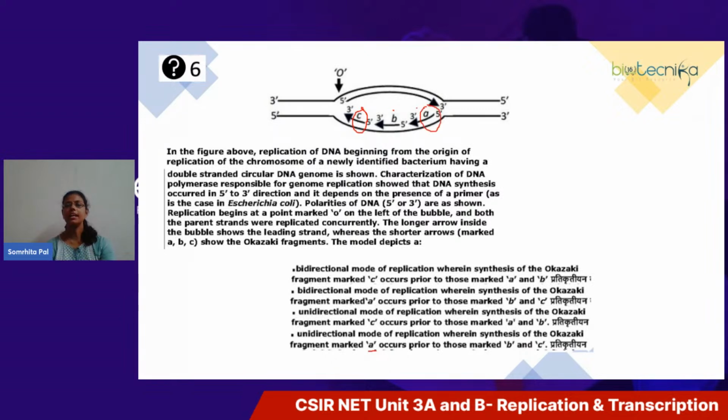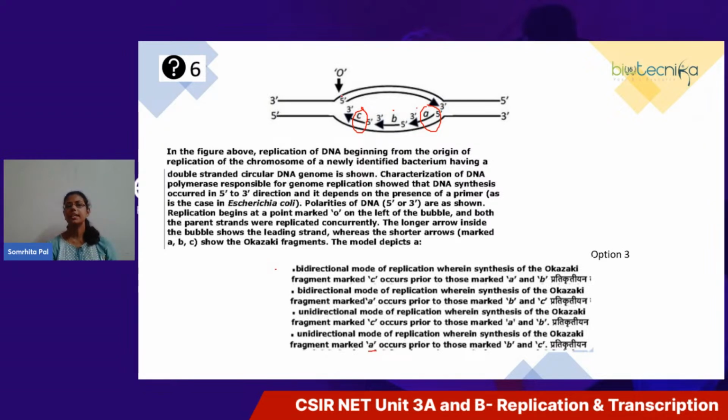Okay? So see, again coming back to that same pattern: which is the first fragment, but how they have twisted the question. And some of you got confused between the bidirectional mode, bidirectional, unidirectional. The correct option is option 3.